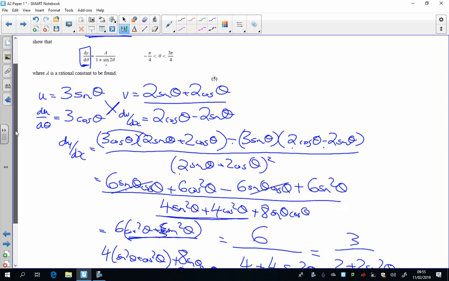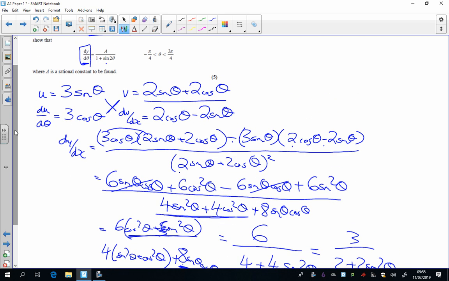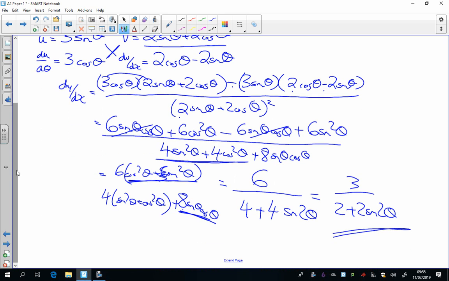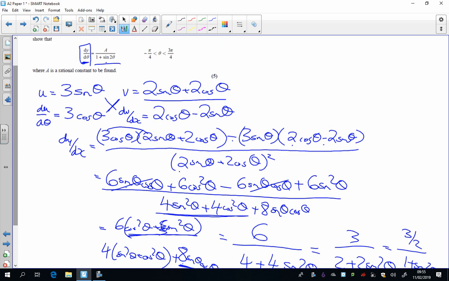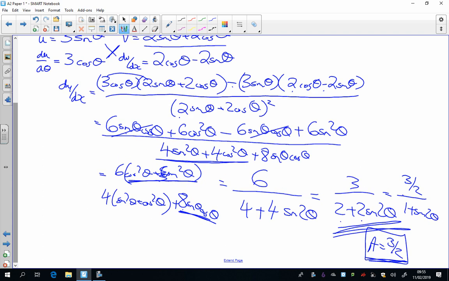Oh, it's not quite almost there, because it wants us to leave it as a 1 plus. That's annoying. I'm going to do another line then. I'm going to leave it as 3 over 2, 1 plus sine 2 theta. So I've got A is 3 over 2. Why didn't I leave it there? I didn't leave it there because the question had this with 1s in it, a 1 there and a 1 there, whereas they just wanted a number on the top, and so the number on the top is 3 over 2. Sorry about that at the end.